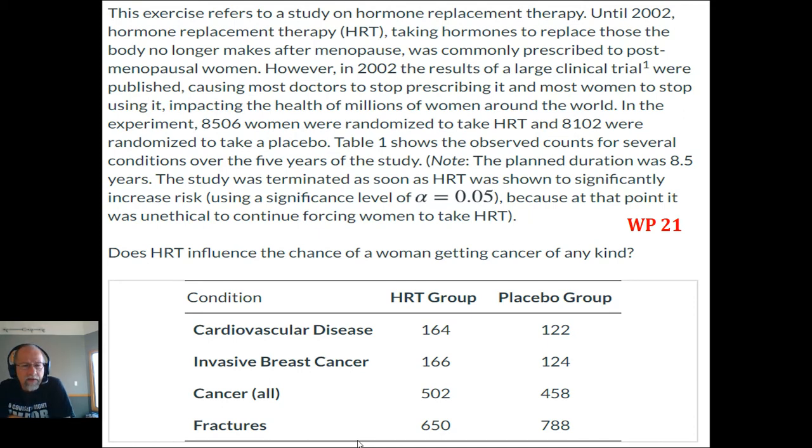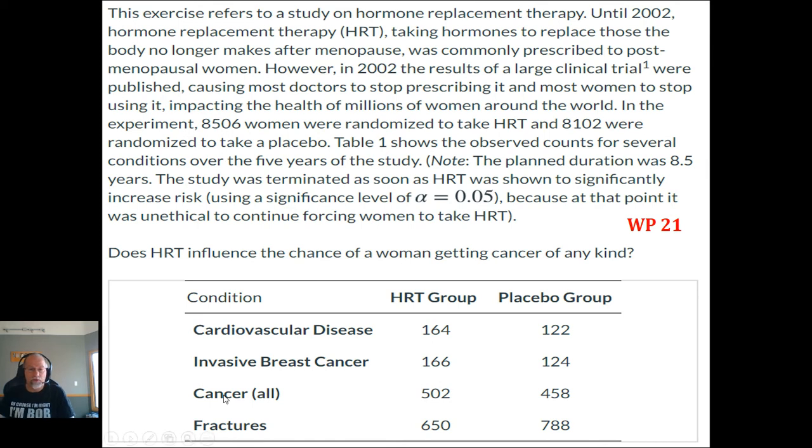In the experiment, 8,506 women, okay, so there's the first group, were randomized to take HRT, and 8,102, second group, were randomized to take a placebo. Okay, there's our test group right there. Table 1 shows the observed count for several conditions over the 5 years. Note that the planned duration was 8.5 years, but the study was terminated as soon as HRT was shown to significantly increase cancer at an alpha level of 0.05, so that's a 5% significance level, because at that point it was unethical to continue forcing women to take HRT.